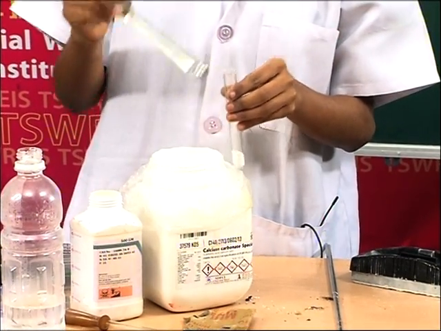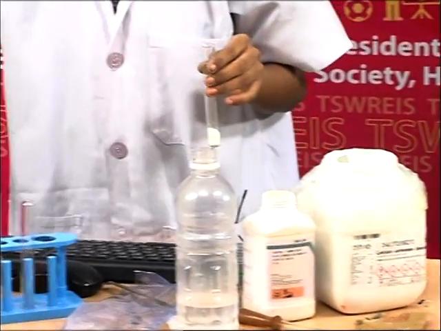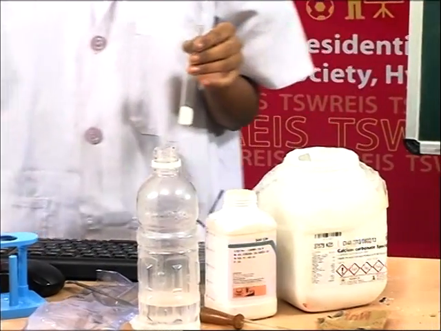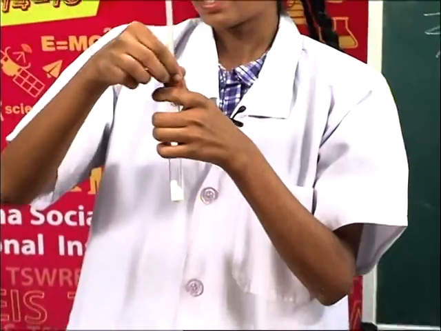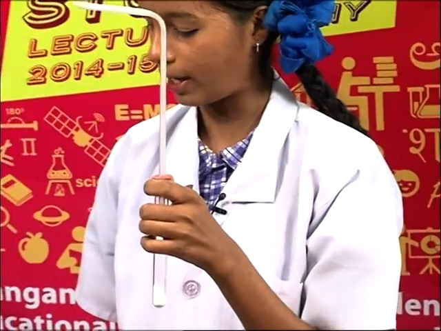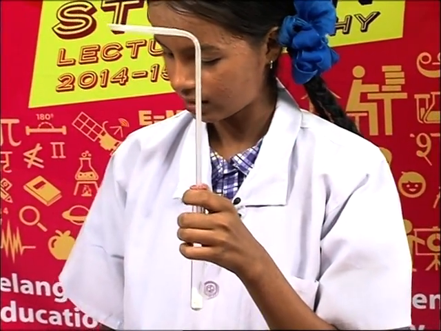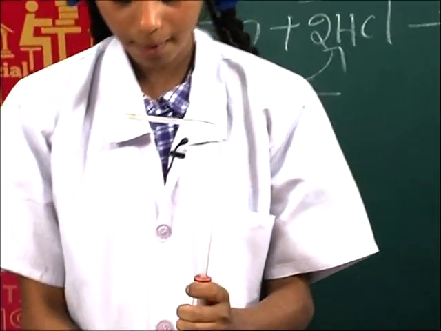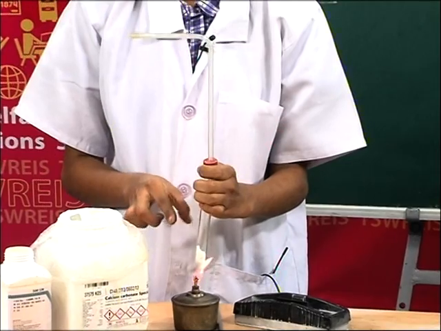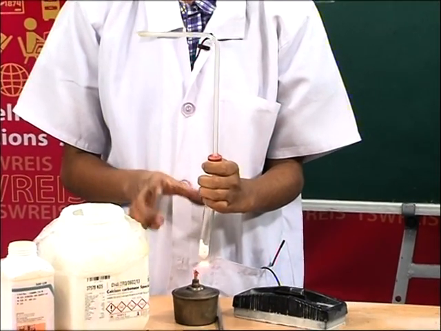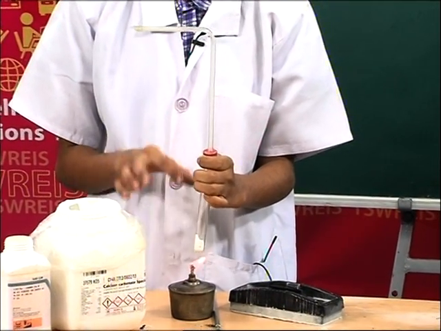Okay. After taking this calcium carbonate, we should fix the delivery tube. See, I am fixing the delivery tube and I am burning this calcium carbonate. When I am burning this calcium carbonate, it will be split into calcium oxide plus carbon dioxide.